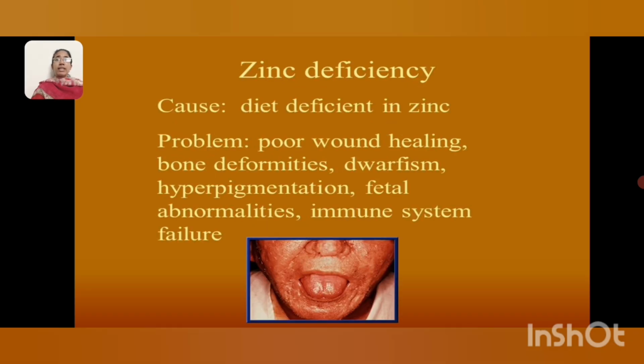Then the next one is zinc deficiency. When zinc is deficient in our diet, zinc deficiency will take place. The symptoms or problems we'll face during zinc deficiency are poor wound healing. When a person has a wound but is deficient in zinc, wound healing will take too much time. Then bone deformities, then dwarfism, which is nothing but stunting. Then hyperpigmentation. Hyperpigmentation is nothing but uneven skin tone, then fetal abnormalities, then immune system failure.